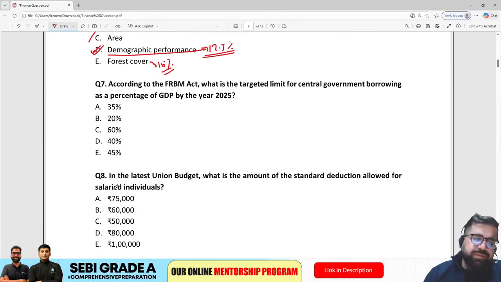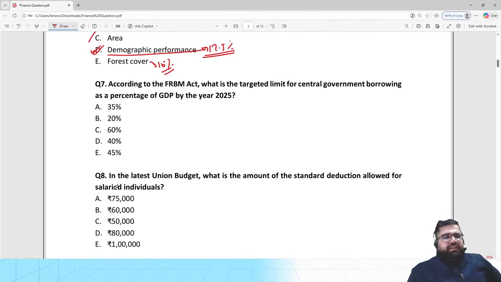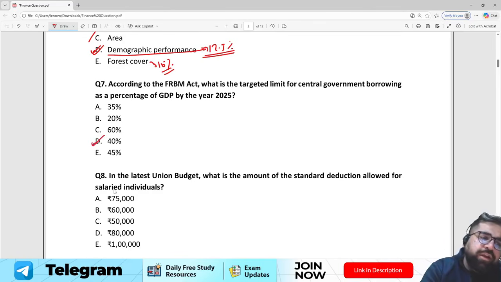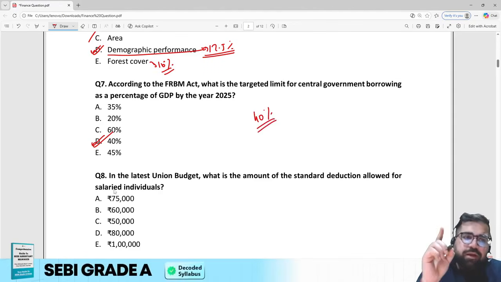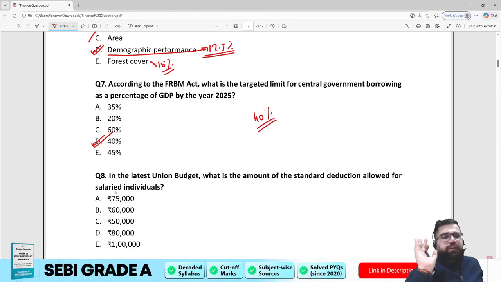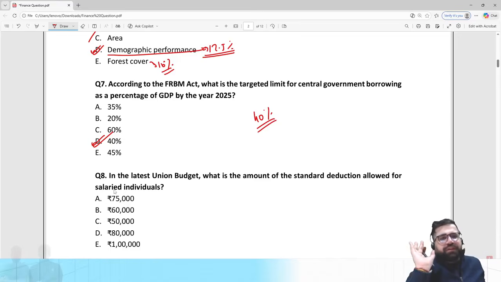Next question, question number 7. Question number 7 says, according to FRBM Act 2003, what is the target limit for central government borrowings as a percentage of GDP by the year 2025? Again, a factual question. The correct answer will be option number D, which is 40%. Right? Because as per FRBM Act, central government cannot exceed this particular borrowing limit by the year 2025.